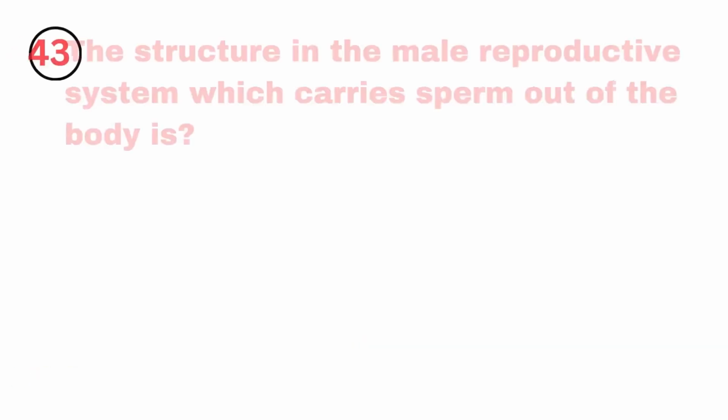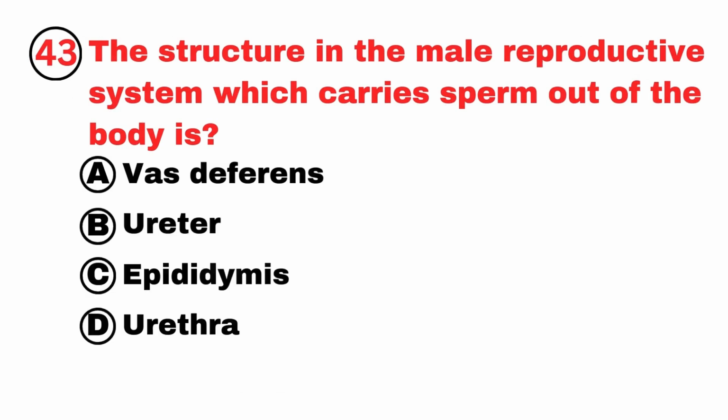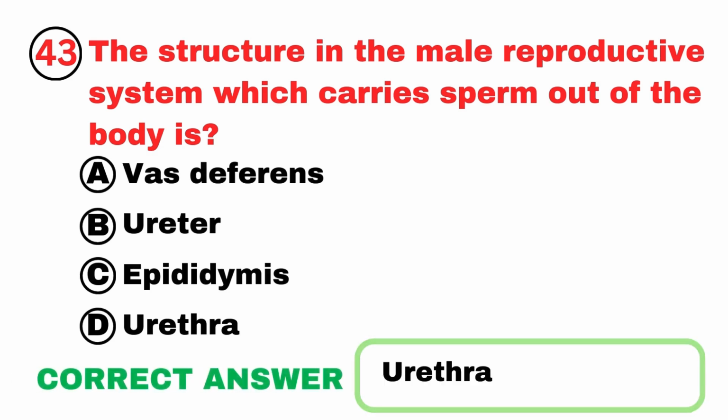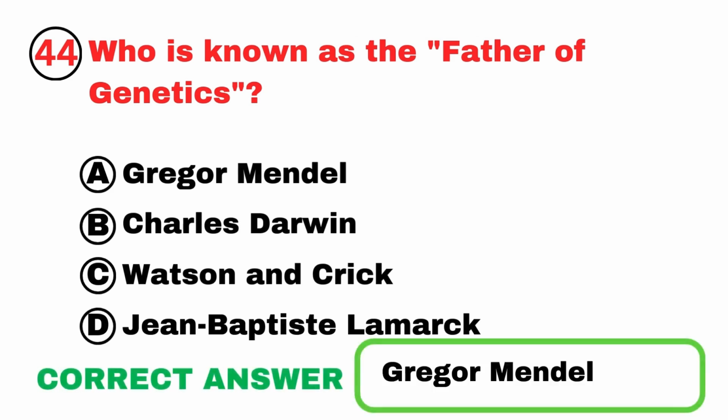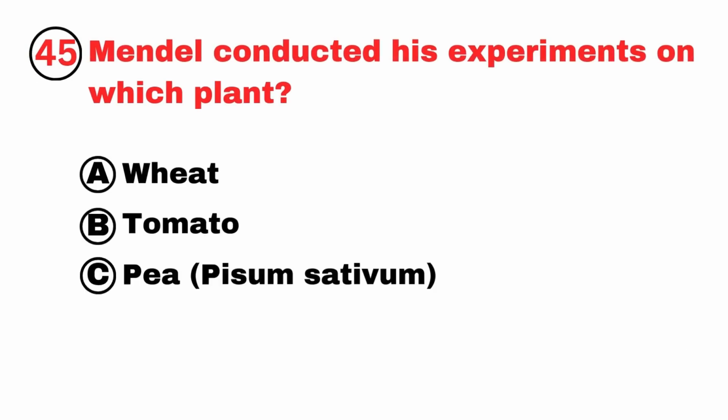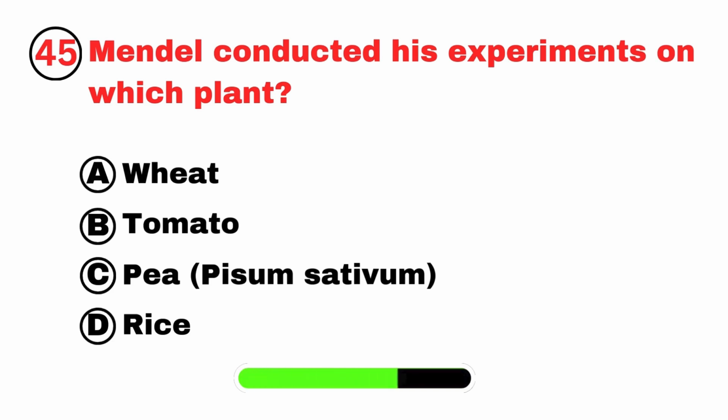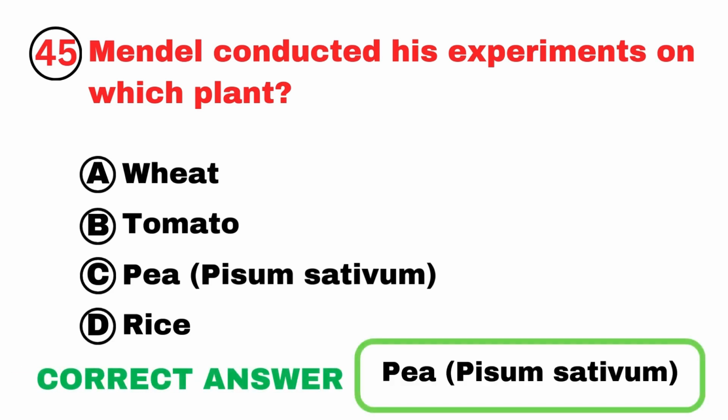The structure in the male reproductive system which carries sperm out of the body is urethra. Who is known as the father of genetics? Gregor Mendel. Mendel conducted his experiments on which plant? Pisum sativum.